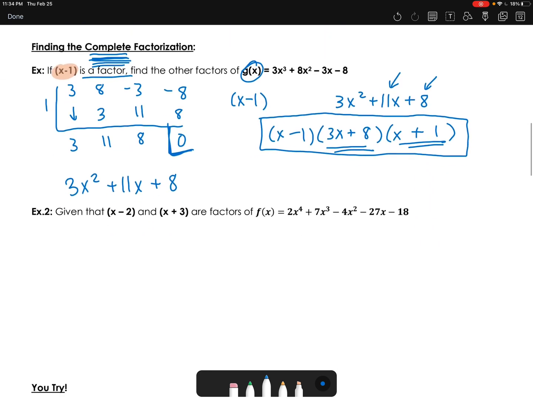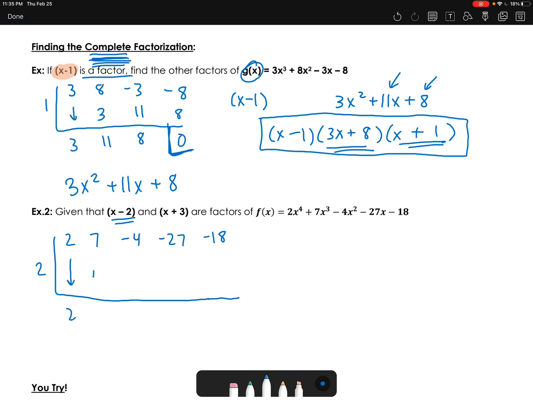Let's try another one. So this one, it gives us two factors. And so let's just start with 1. So we're going to start here. And so we have x minus 2 equals 0. And so this is where I'm going to start with my synthetic division here. And let's write our coefficients. So we have 2, 7, -4, -27, and -18. So remember, we should end up with 0 at the end.